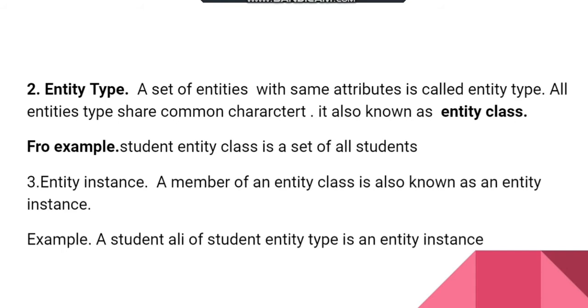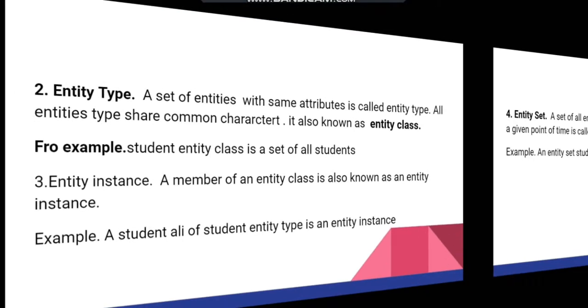So entity type is a set of entities with the same attributes, for example a student, and it is called an entity type. So it is a type, and if we have a student, it is called the student entity class. And if we have an entity instance, if you assign a name representing a student, Ali, then Ali is an instance of that entity. Hope you understand these things. It may be really complex, but if you study and learn slowly, you will understand with the passage of time.